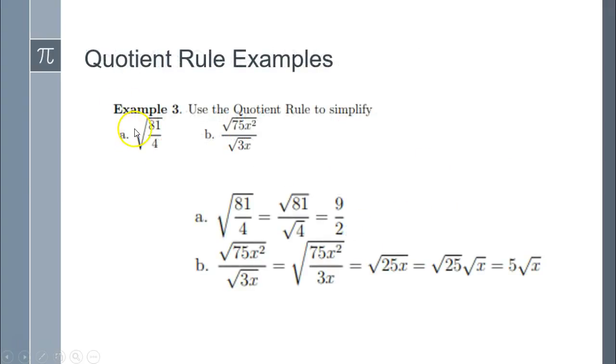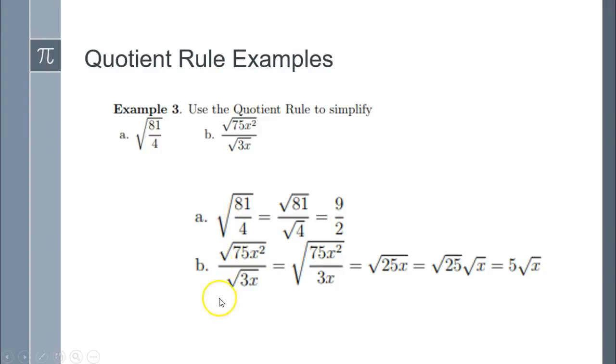So here is a square root of a fraction. I can break it up into the square root of the numerator. So I had the square root of 81 over 4. I can find the square root of 81 and find the square root of 4 and make a ratio of those two, and that will be the correct answer. If I multiply 9 halves times 9 halves, I get 81 fourths.